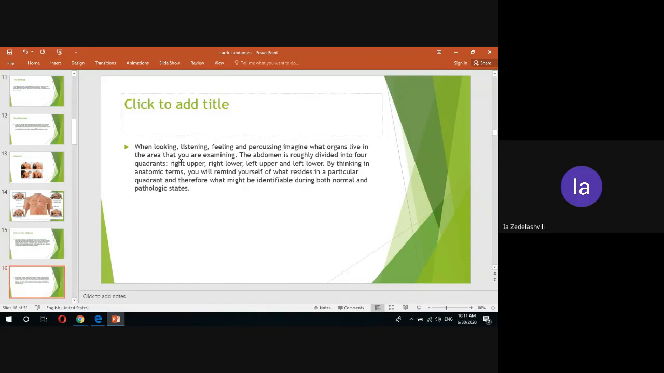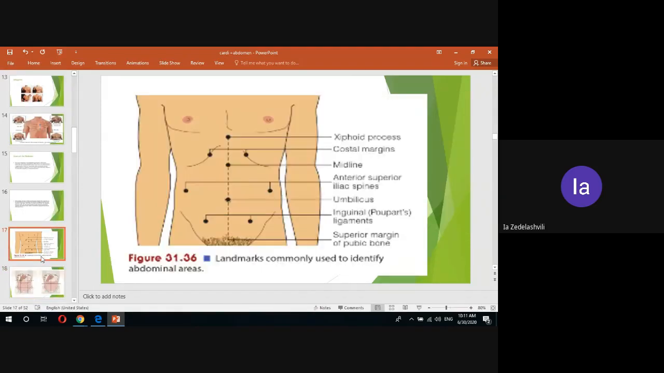Okay, let's see. The first of all is inspection or observation. So you are looking at the patient. While you are looking at the patient, let's see where the abdomen is and what the main borders of the abdomen are.